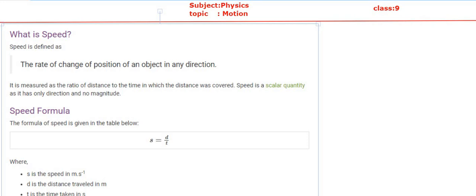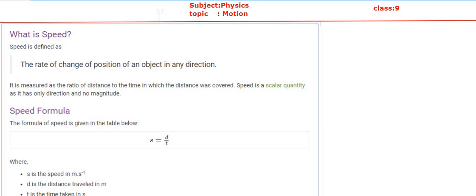Now, we'll see what we mean by speed. This is one of the common words we use in day-to-day life: go slowly, go speedily, go fast. These are words we use randomly in our day-to-day life. So what do we mean by speed? How can we define speed?